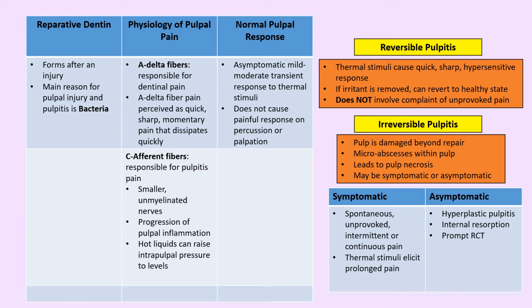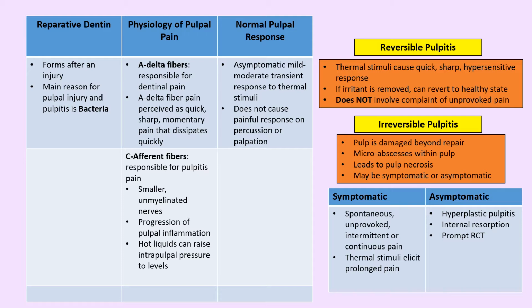So A delta sharp pain is what you perceive in reversible pulpitis, where the pain is quick, sharp, momentary, it comes with the stimulus, and as soon as you remove the stimulus, the pain is gone. But C fiber pain is more dull, throbbing pain that you can see with the advanced stages of pulpitis. Always remember C fibers have a higher threshold as compared to A delta fibers. So C fibers are not easily excited. They're excited by hot liquids and relieved by the cold.